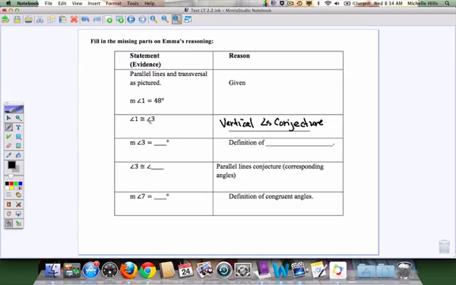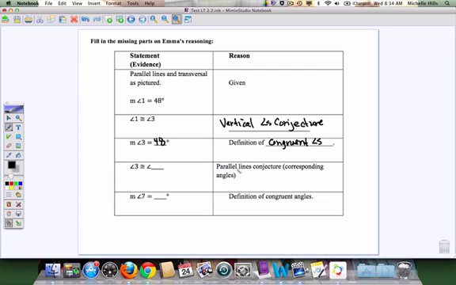Well, once she says that they're congruent, then she says, okay, well, the measure of angle 3 equals some degrees. Well, if the measure of angle 1 is 48 degrees and these two are congruent, then the measure of angle 3 is also 48 degrees. And this is because of the definition of congruent angles. Because if angles are congruent, it means they have the same measure.